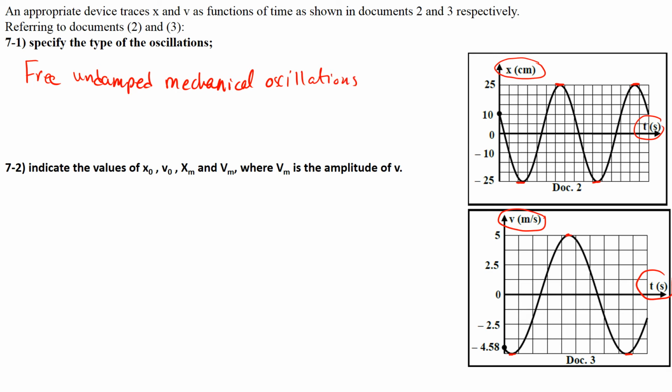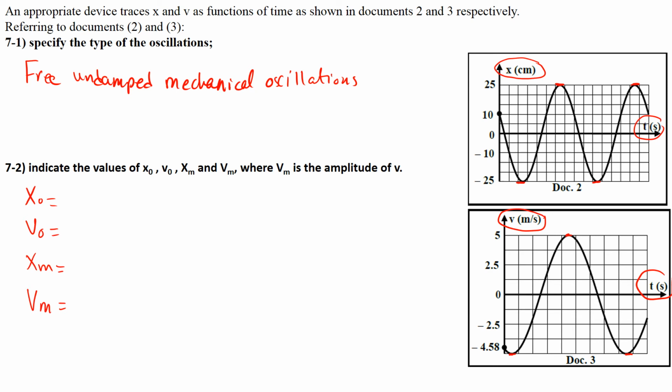Indicate the values of x0, v0, xm, and vm. x0 is the position at t equals 0. v0 is the velocity at t equals 0. xm is the maximum value of the position, and vm is the maximum value of the velocity.